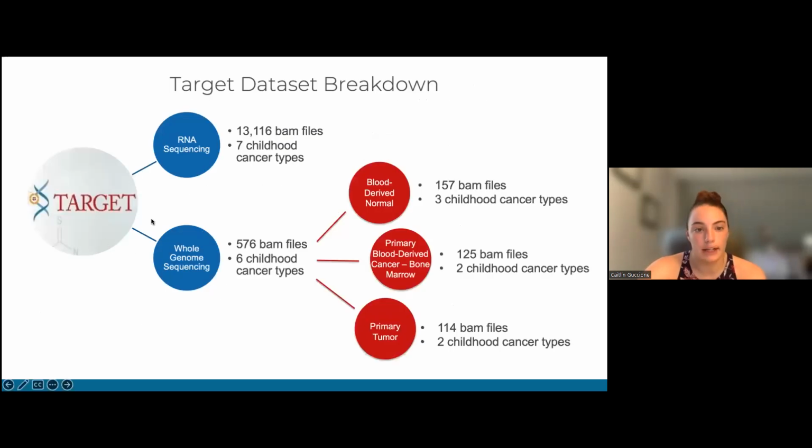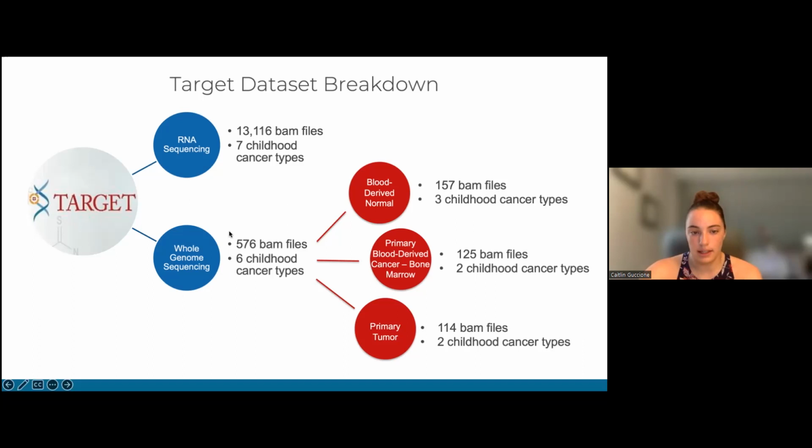So as a breakdown, we start off with our TARGET samples, and a large chunk of this is RNA sequencing. And RNA sequencing is great, but it often has a lot less microbial DNA with it. So we decided to start with the whole genome sequencing first. The whole genome sequencing has 576 BAM files across 6 childhood cancer types. The reason that we lose some numbers is some of them become so low that we can't look at that subset. So that's why our numbers drop as we go through this flow chart.